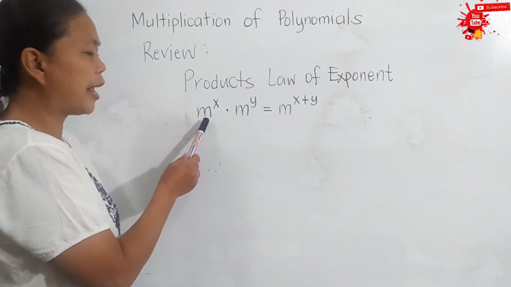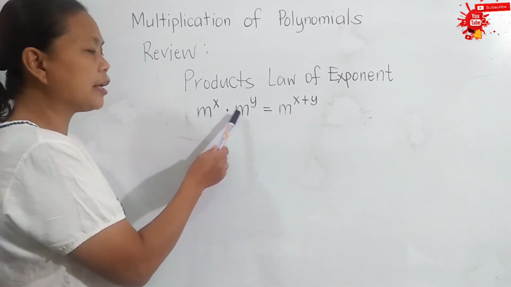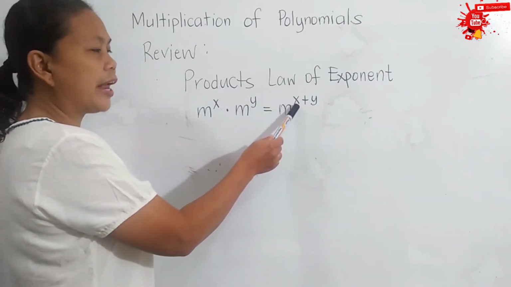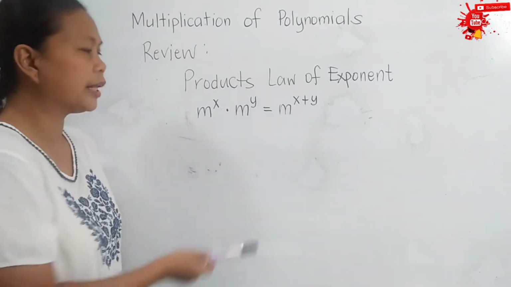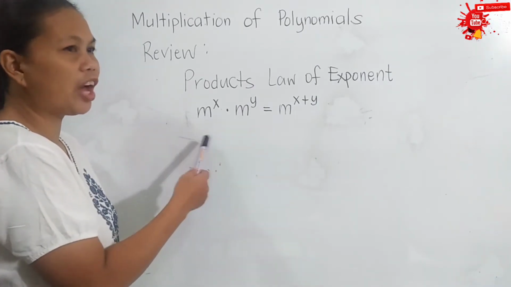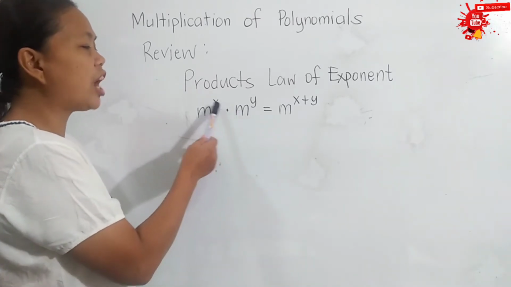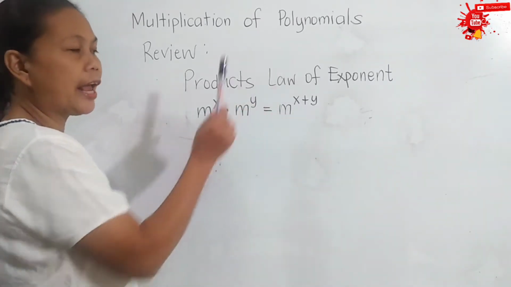If we have m raised to x times m raised to y, it is equal to m raised to x plus y. So what does it mean? It means that if we are multiplying two terms with the same base, we simply add their corresponding exponents.